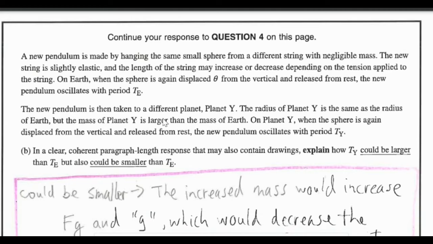The new pendulum is then taken to a different planet, planet Y, where the radius of planet Y is the same as the radius of Earth, but the mass of planet Y is larger than the mass of Earth. Now it's asking, in a clear, coherent, paragraph-length response that may contain drawings, explain how Ty could be larger than Te or also could be smaller than Te.